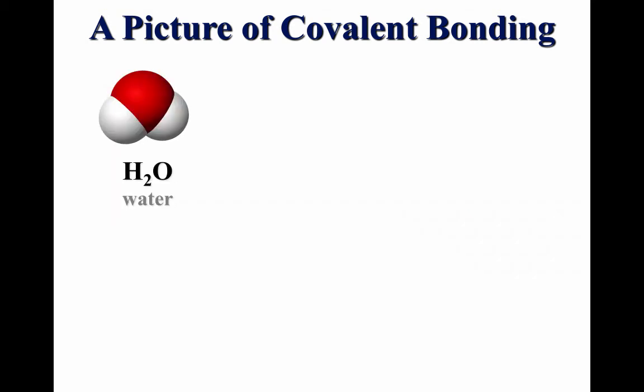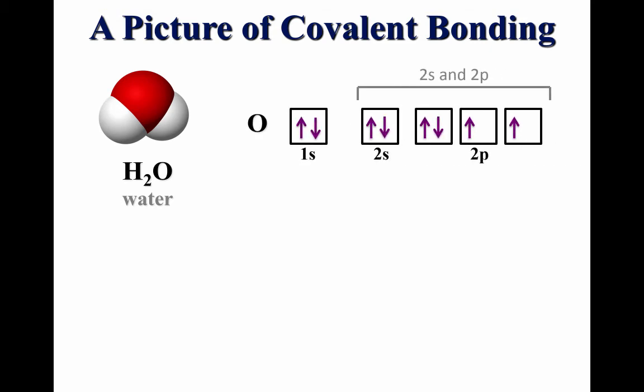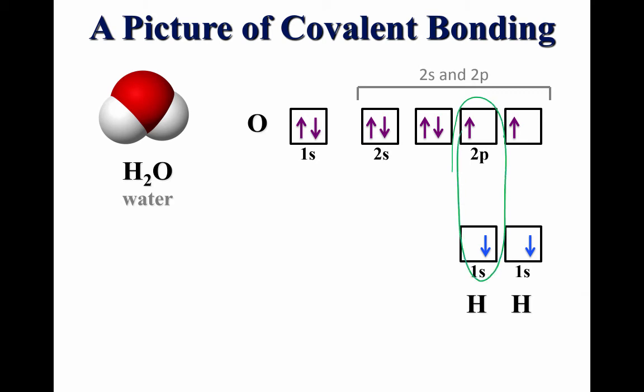Our next example is a very familiar compound of water. Let's look at the electron structure for water. Oxygen has 6 valence electrons. Each hydrogen has 1 valence electron. By sharing a pair of electrons with each of the hydrogen atoms, oxygen gains an octet, becomes more stable, and the hydrogens also become more stable. Here's the Lewis structure for water.